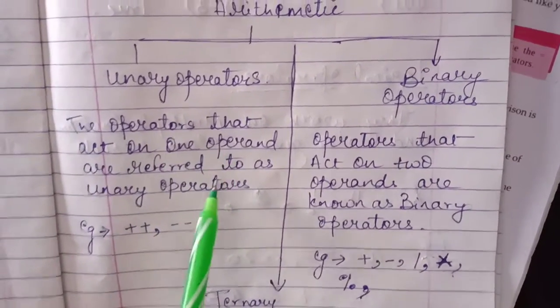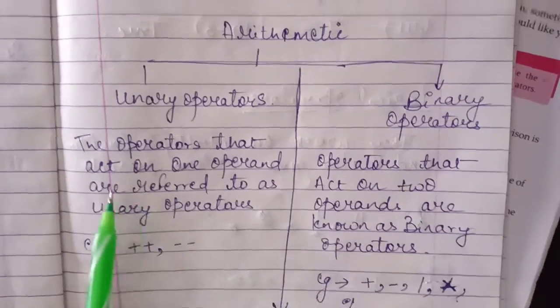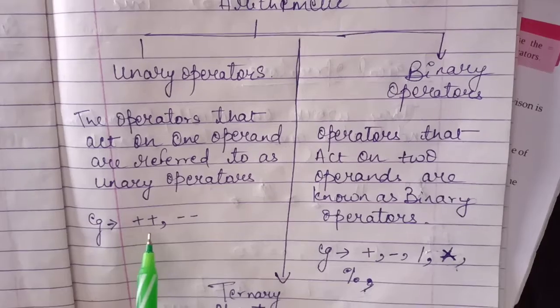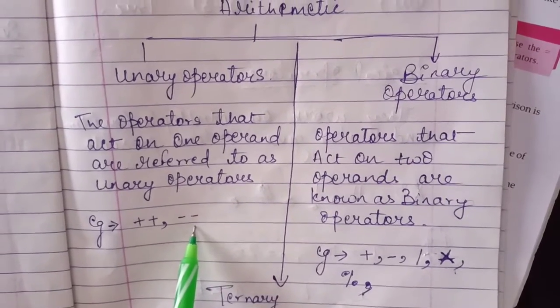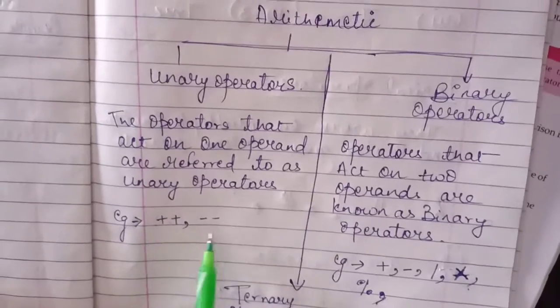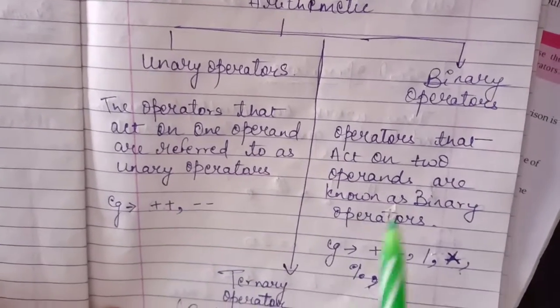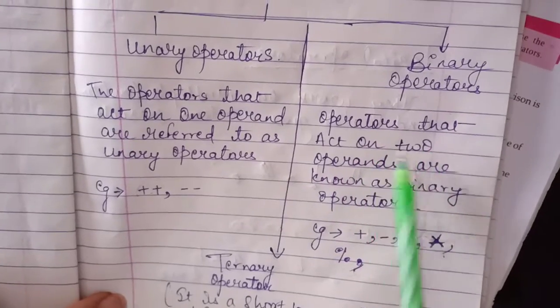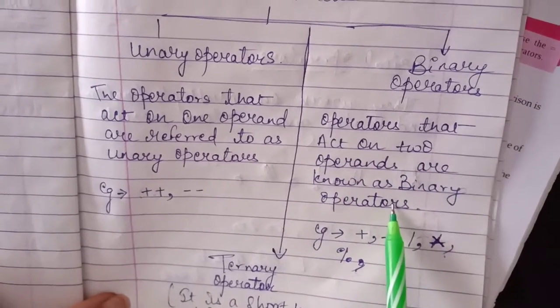Unary operators are those that act on one operand. You can see here the examples ++ and --. These are also known as your increment operator and your decrement operator. Now next is your binary operators. Operators that act on two operands are known as binary operators.